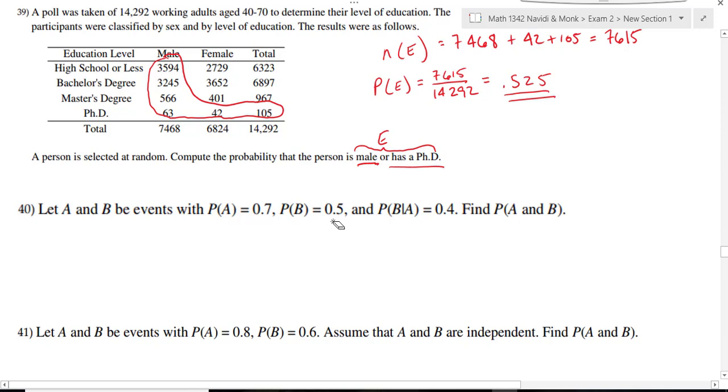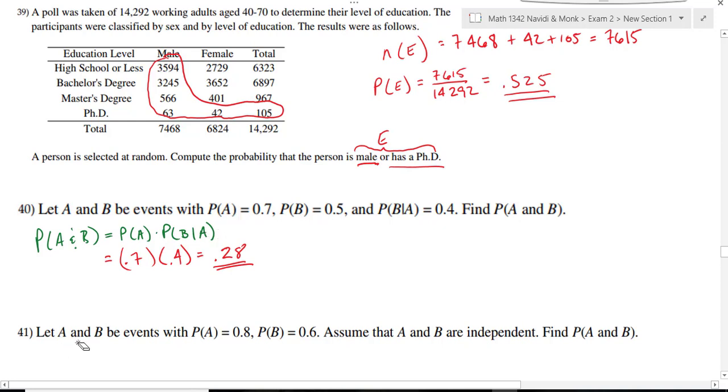The probability of B is 0.5. The probability of B given A is 0.4. Find the probability of A and B. We have a formula for the probability of A and B whenever these events are not mutually exclusive, and that is the probability of A times the probability of B given A. Plugging in the numbers that we were given, then this would be equal to 0.7 times 0.4, and 0.7 times 0.4 is 0.28. I didn't need the probability of B because it wasn't something in the formula.